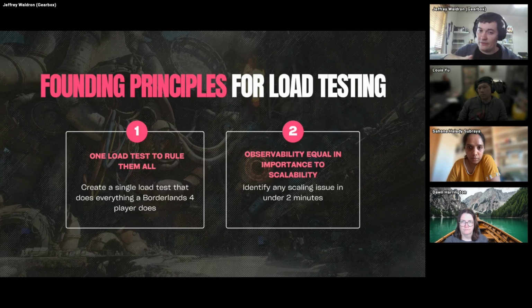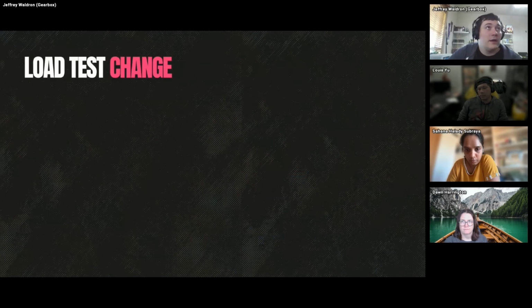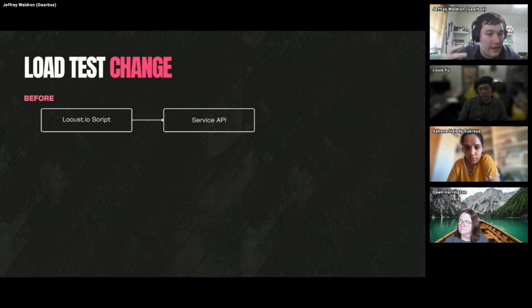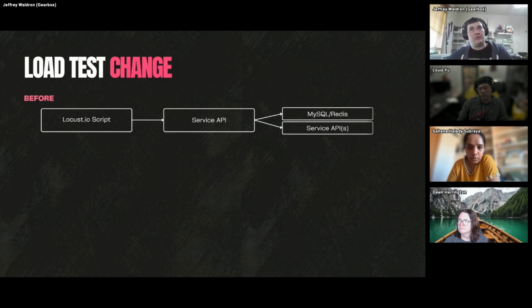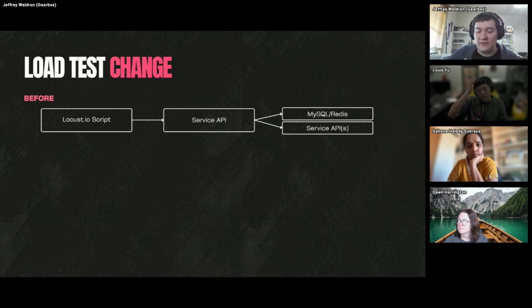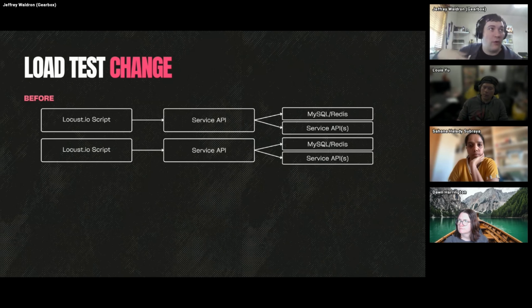I'm going to talk about observability a ton, but first I want to talk about that first pillar, one load test to rule them all. And I can do that best with a picture. First, I'm going to talk about what we did in Borderlands 3. We used a framework called Locust, and that load testing script would talk to one API, and then that API would talk to a MySQL or Redis, it would talk to other APIs, whatever it needed to in order to perform its functions. And we recreated this over and over and over until all of our APIs were represented and load tested.